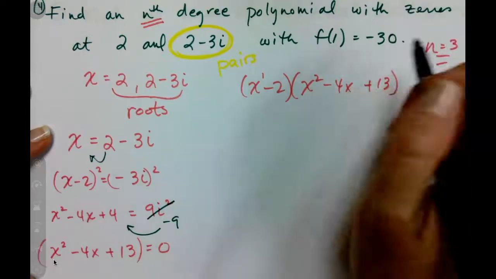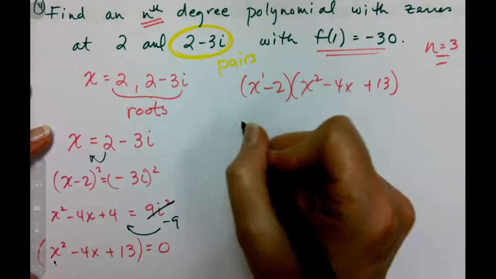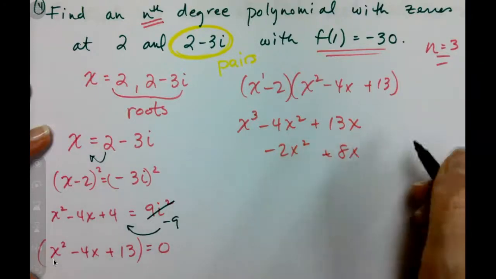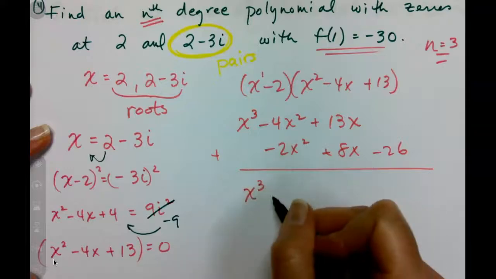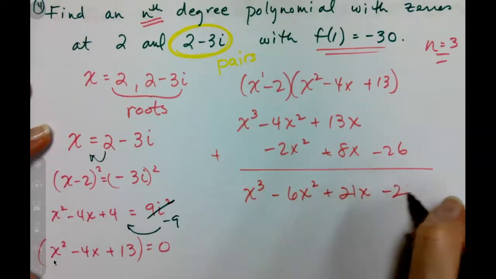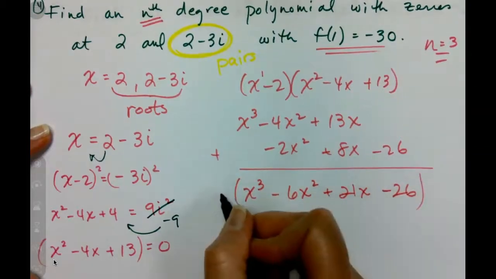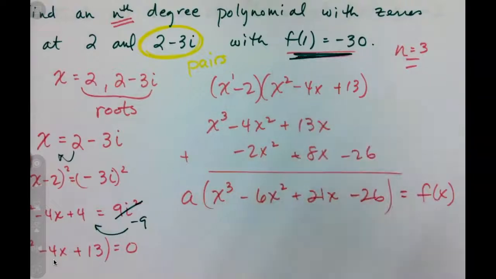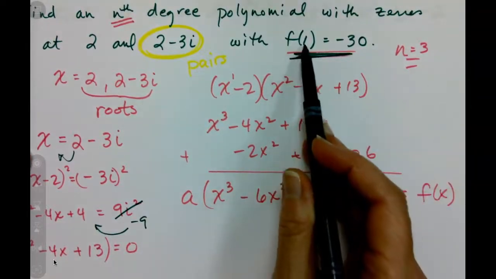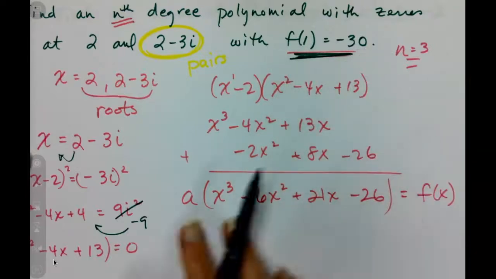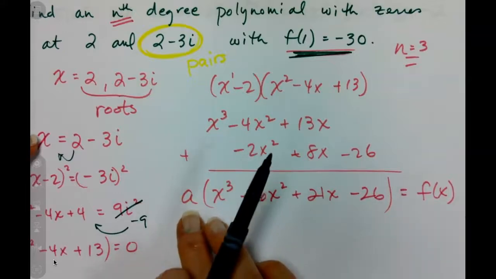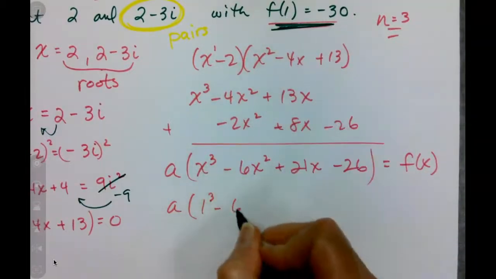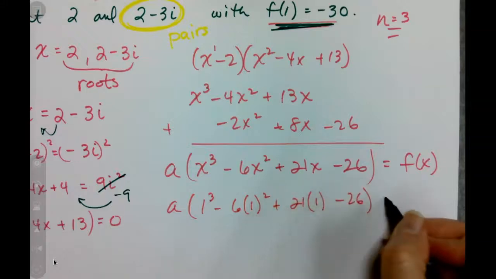So we need to multiply this together, and then we'll deal with our last piece of given information. So x times x squared is x cubed minus 4x squared plus 13x minus 2x squared plus 8x minus 26. So we get a polynomial x cubed minus 6x squared plus 21x minus 26. So this is our function so far. But we need to set this equal to f of x and find out what the leading coefficient is going to be if f of 1 equals -30. So we're going to take our x value of 1 and our function evaluation of -30, and we're going to set that equal down here, and we're going to be allowed to solve for a. So here goes. A times, remember we're letting x be 1, so 1 cubed minus 6 times 1 squared plus 21 times 1 minus 26 equals -30.